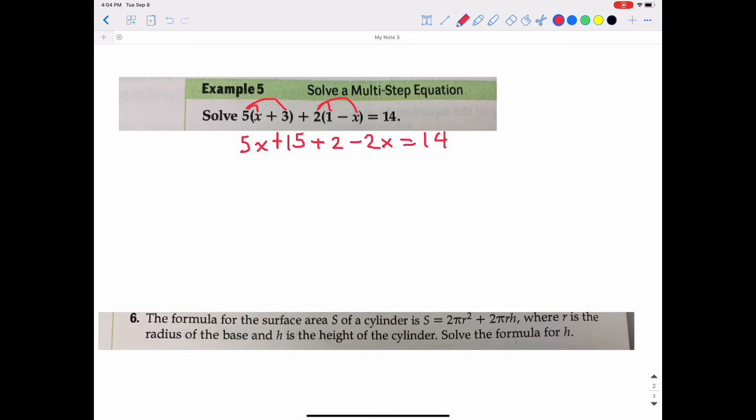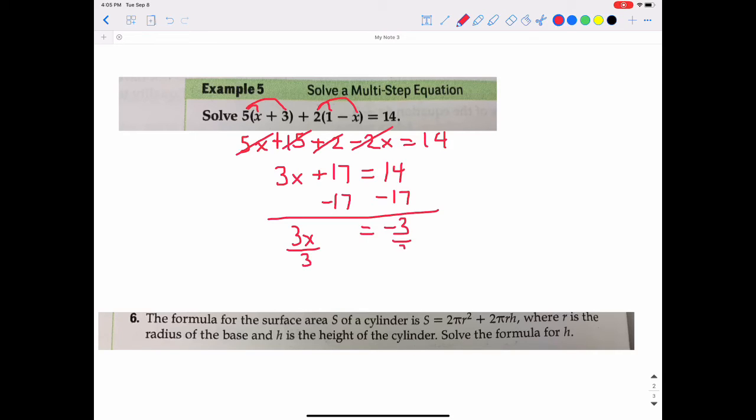We'll combine like terms. 5x and negative 2x would be 3x. And then 15 plus 2 is 17. And I always cross things out when I do problems like this, so I remember that I've already used them. Equals 14. And then we subtract 17 from both sides. So 3x equals negative 3, and then divide by this 3 on both sides, and we get x equal to negative 1. And that's example number 5.